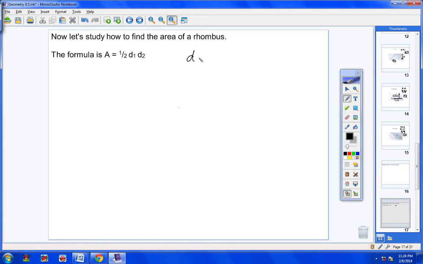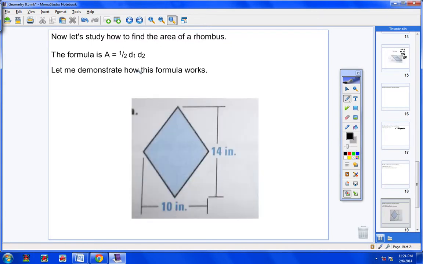And the D's stand for the diagonals, okay? The diagonals. That's what D stands for. Okay? So this is a pretty simple formula. You're just multiplying three numbers together. 1/2 times the length of one diagonal times the length of the other diagonal. So here we go. Let me demonstrate how this formula works. Are you ready? Copy this in your notes, and let's take some really good notes here. Let's see if we can't figure this out.